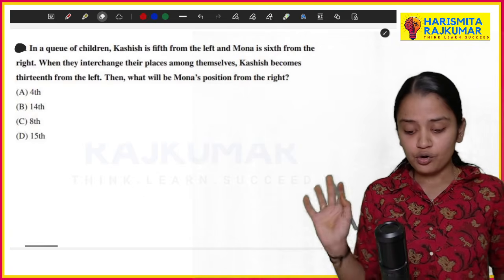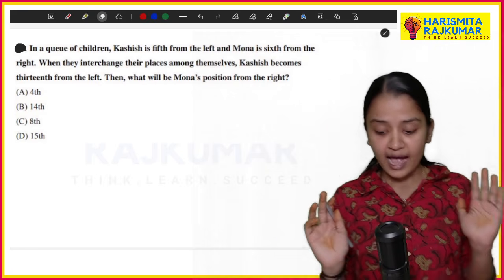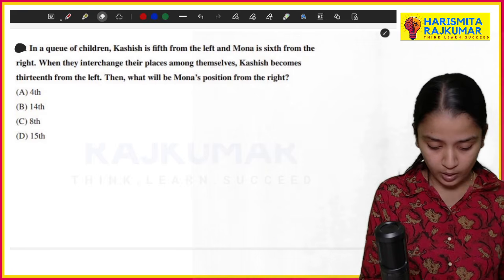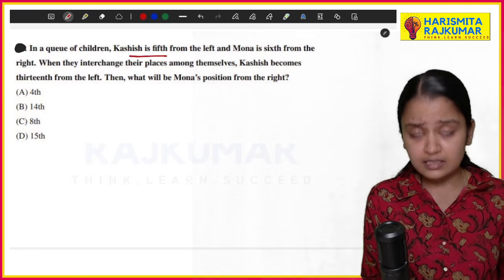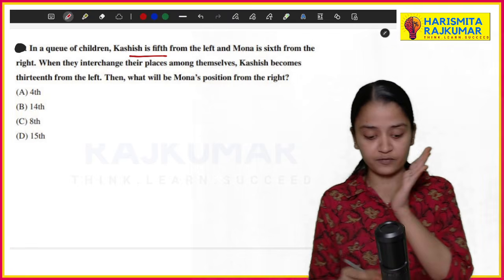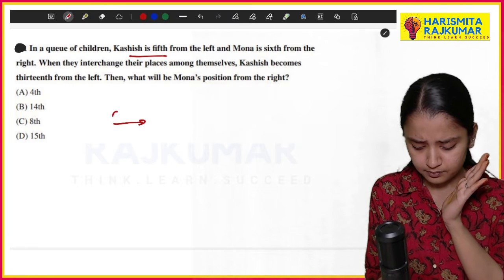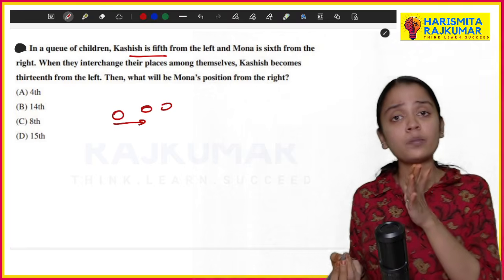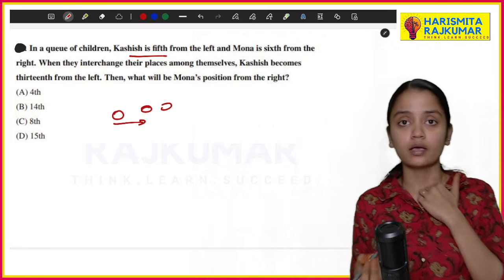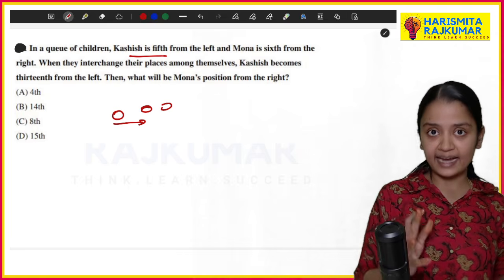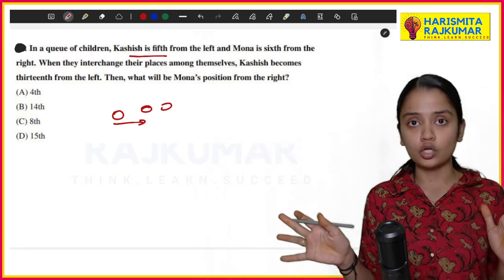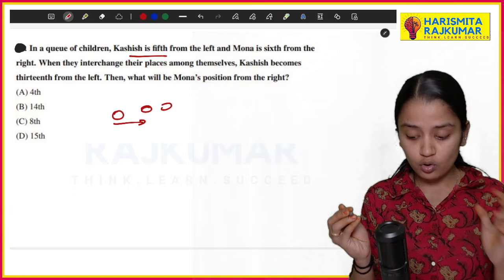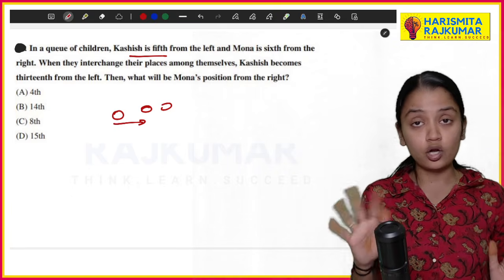So in a queue, Kashish is 5th from the left and Mona is 6th from the right. Okay, so Kashish is 5th from the left. Initially you can fix the position from the left side. If there is a number of students from the left, we can fix the number. But when it is from the right hand side, that is a problem. Why? Because the number of students is not known, so we cannot be sure of it.